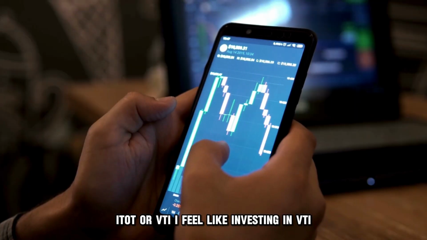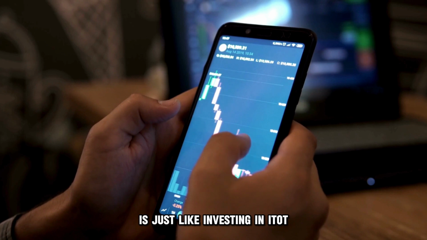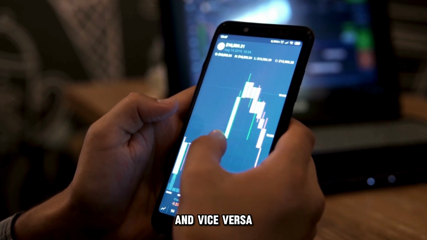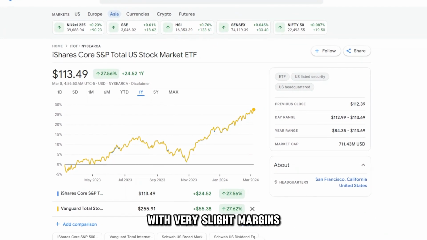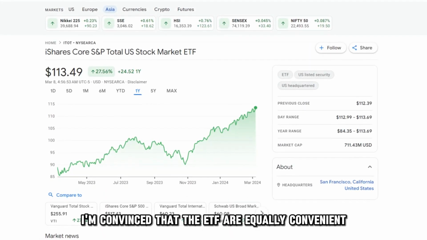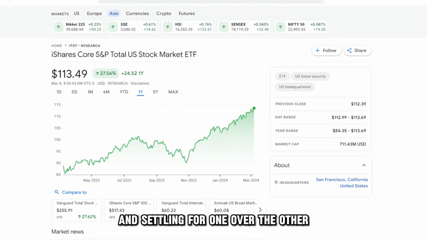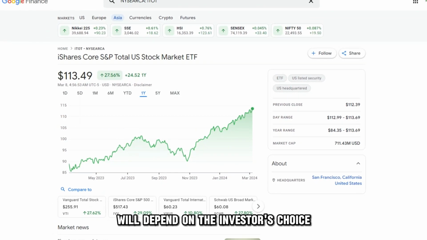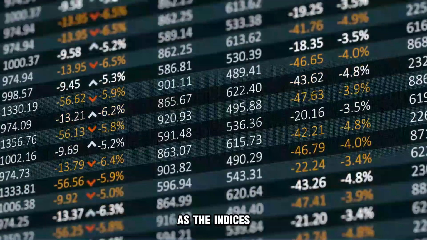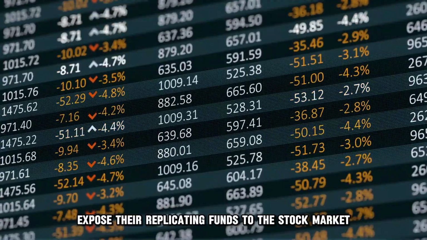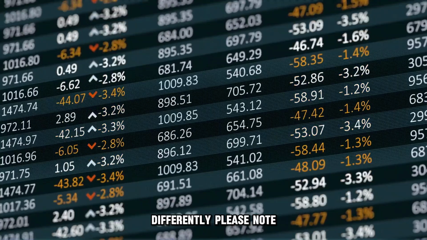I feel like investing in VTI is just like investing in ITOT and vice versa, as they present almost identical provision with very slight margins. I'm convinced that the ETFs are equally convenient, and settling for one over the other will depend on the investor's choice of the underlying index, as the indices expose their replicating funds to the stock market differently.